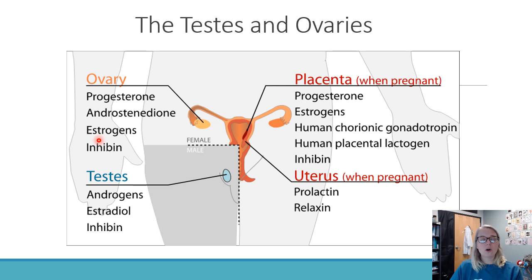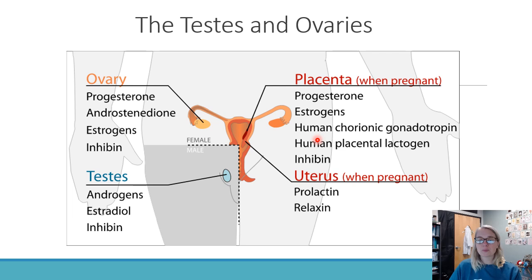The female gonads, the ovaries, produce progesterone, androstenedione, I'm not familiar with that word. It's like a female version of testosterone, estrogen, and inhibin. And so these hormones are going to, again, help maintain female secondary sexual characteristics. They help regulate your ovarian and uterine cycles, and they function during pregnancy, which we'll see on the other side.